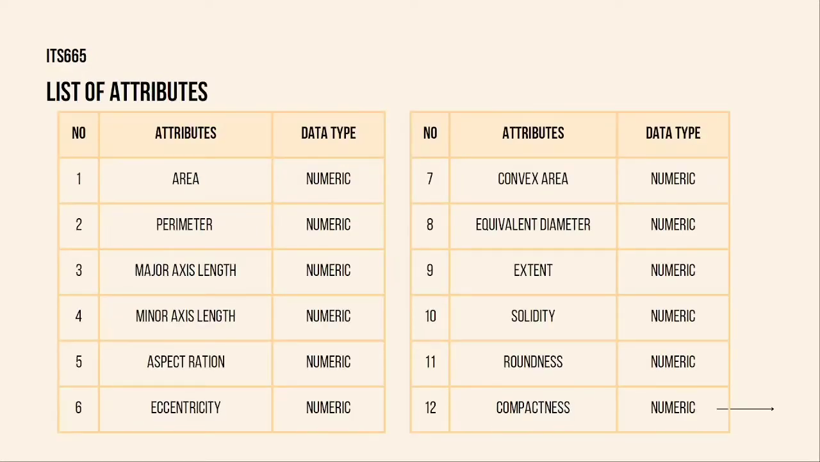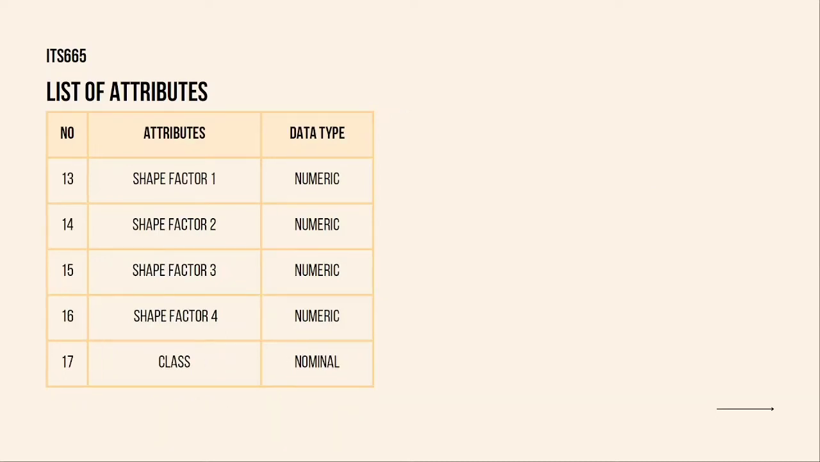Okay, this is the list of attributes. Number 1 is area. Number 2 is perimeter. Number 3 is major axis length. 4 is minor axis length. 5 aspect ratio. 6 eccentricity. 7 convex area. 8 equivalent diameter. 9 extent. 10 solidity. 11 roundness. 12 compactness. 13 shape factor 1, 14 shape factor 2, 15 shape factor 3, 16 shape factor 4, and 17 is class. From all of these attributes, only the class attribute is nominal, while the others are numeric.